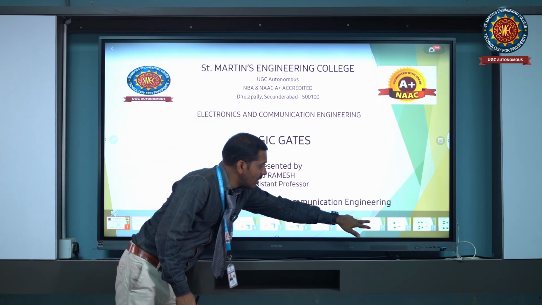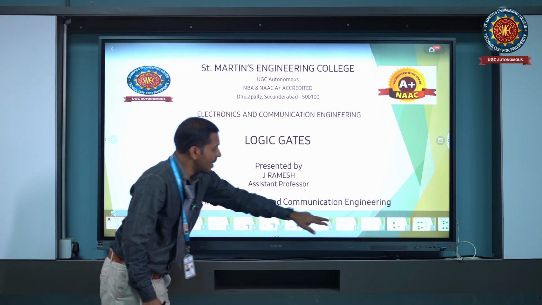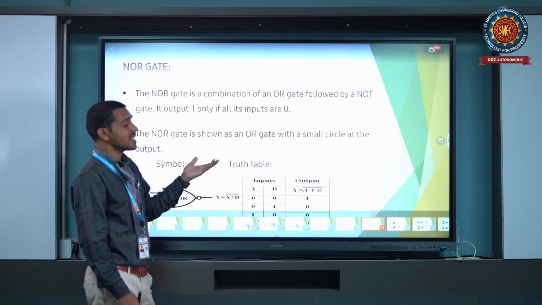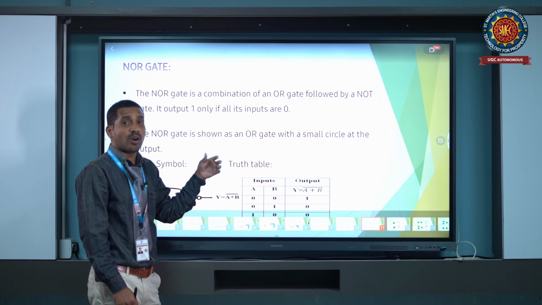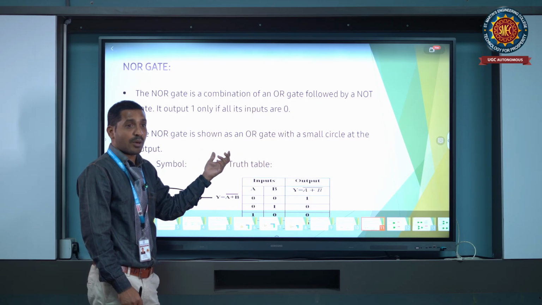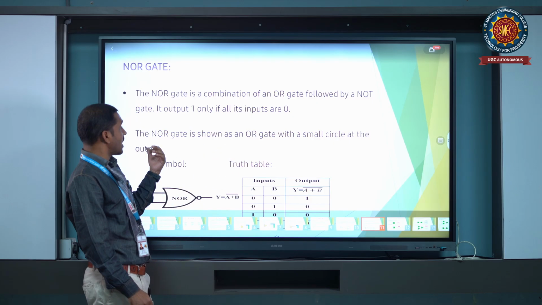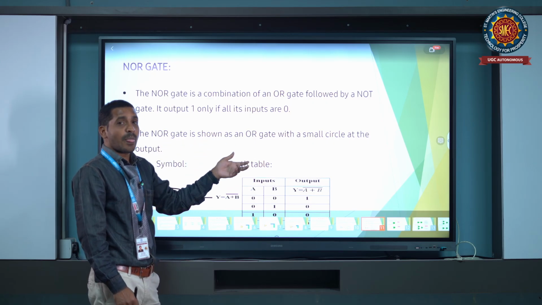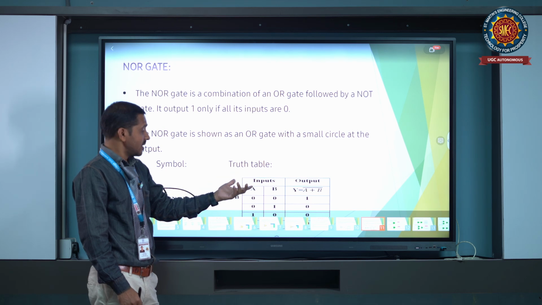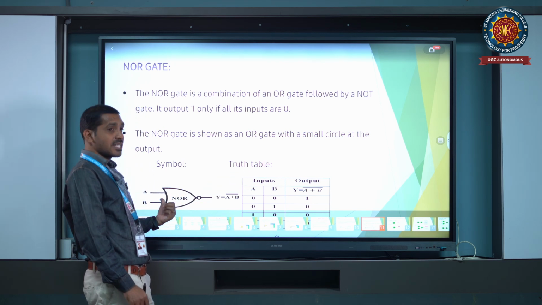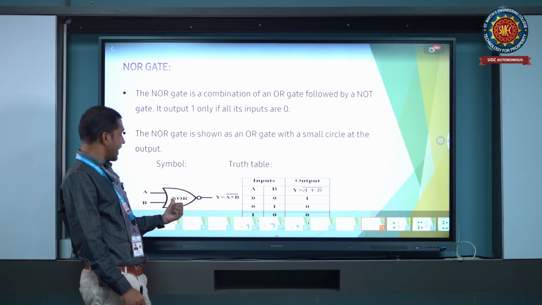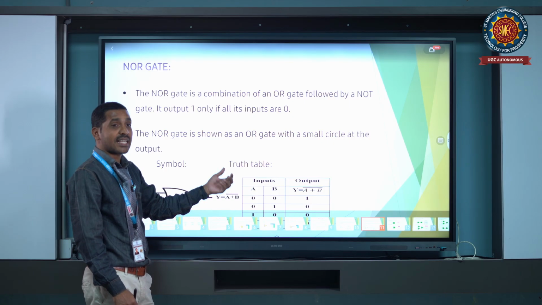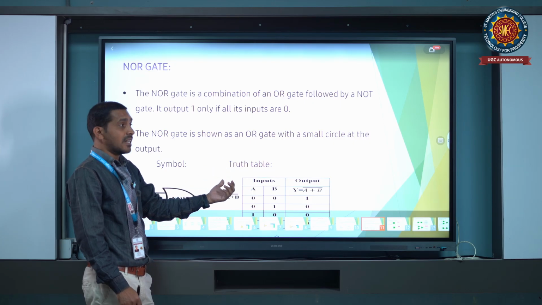Next one is the NOR gate. The NOR gate is a combination of an OR gate followed by a NOT gate. It takes two inputs and produces the output based on NOR gate logic. A and B are the inputs and it produces Y equals A plus B whole bar. It is the complement or inverse of the OR gate.